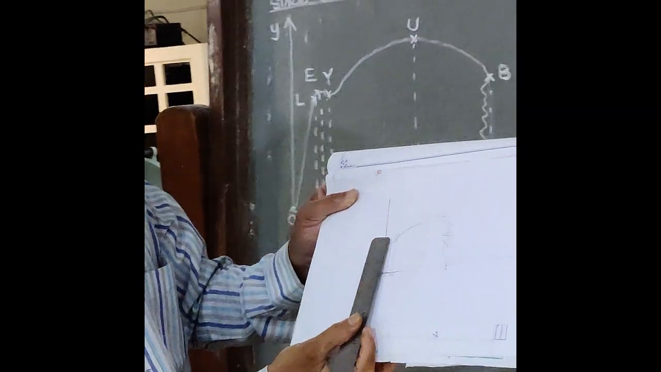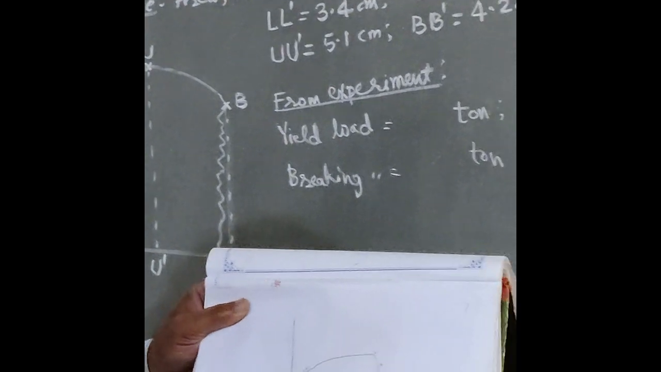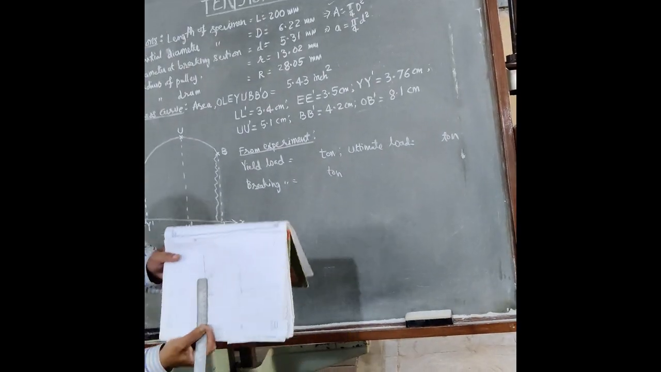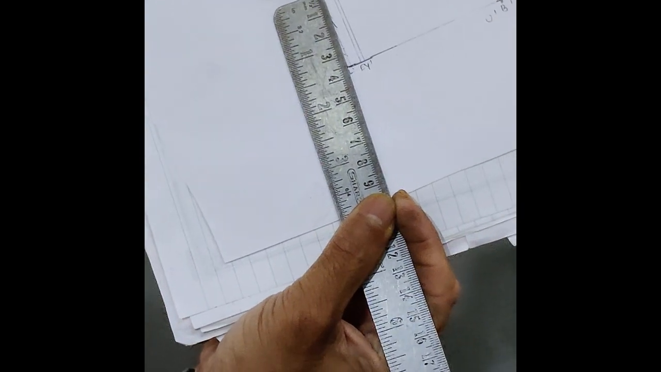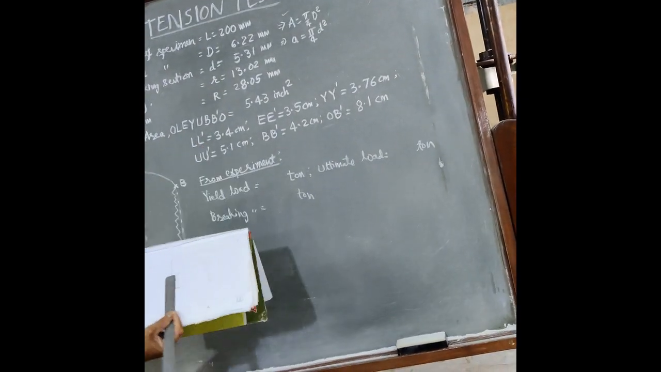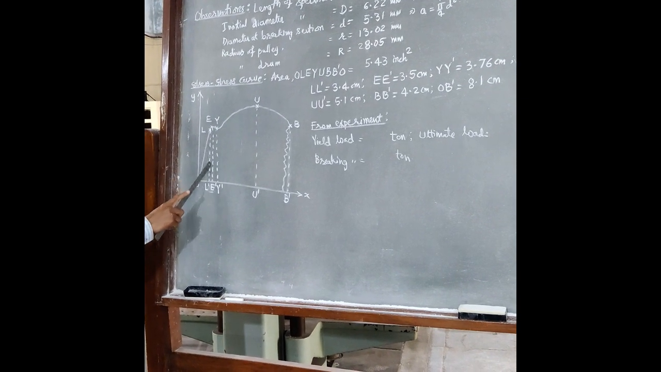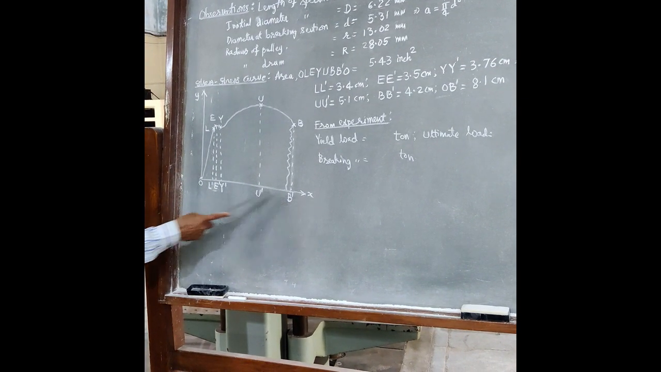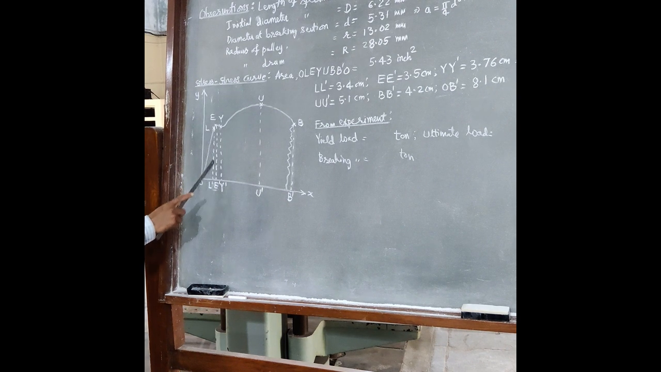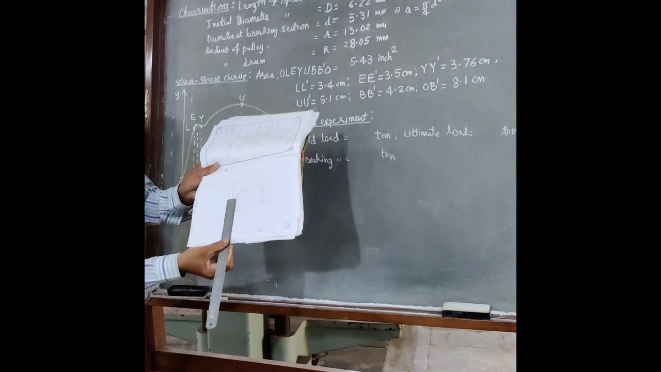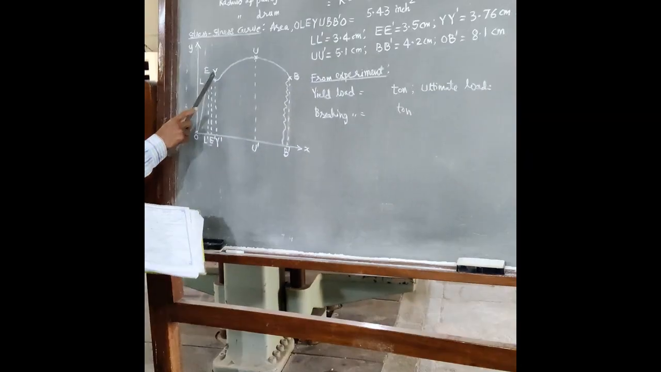I am just measuring this. Therefore, I just measured L prime. Now I got that length as 3.4 centimeter. This is how L prime is 3.4 centimeter, student. Similarly, from the elastic point, if I draw a vertical dotted line, it meets on the x-axis at E prime. Therefore, we also measure this ordinate E prime, that is obtained as, once again, 3.5 student, hardly there is a small change.